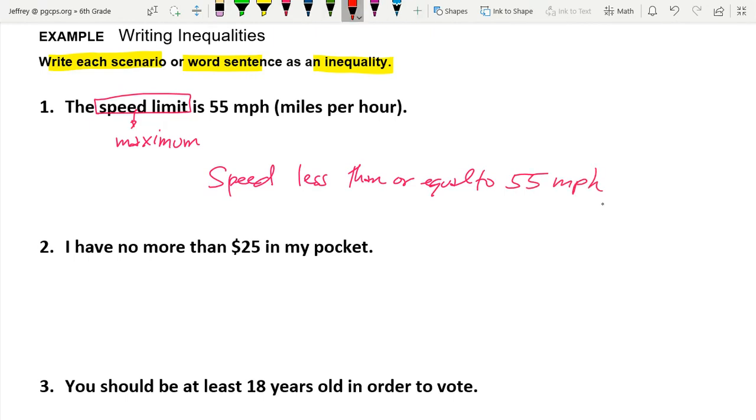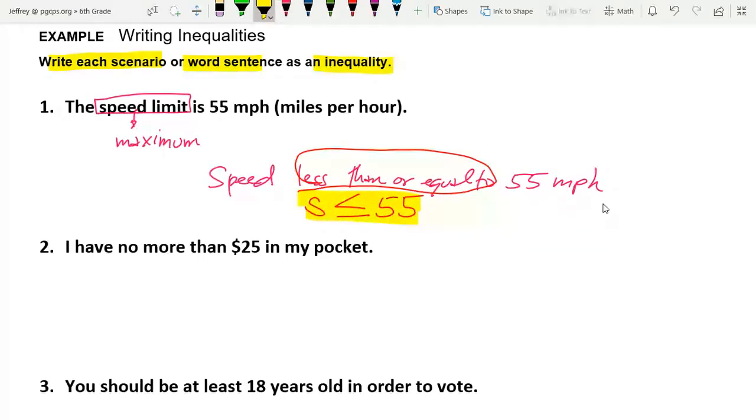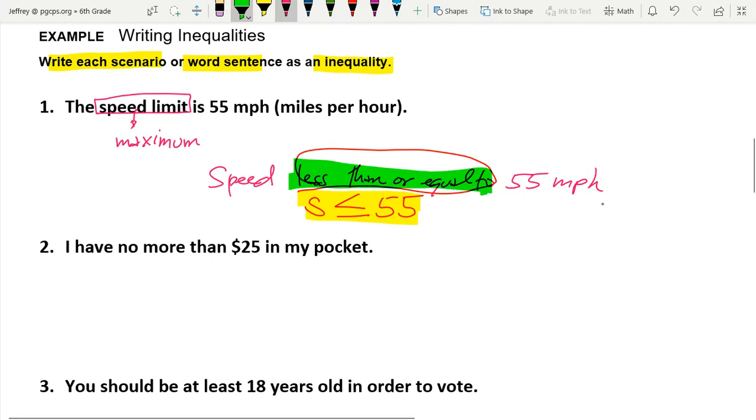So how do we write that as an inequality? We can represent speed as S. So S should be less than or equal to 55. So that is how we write our inequality. So make sure that you make sense of the phrase less than or equal to.